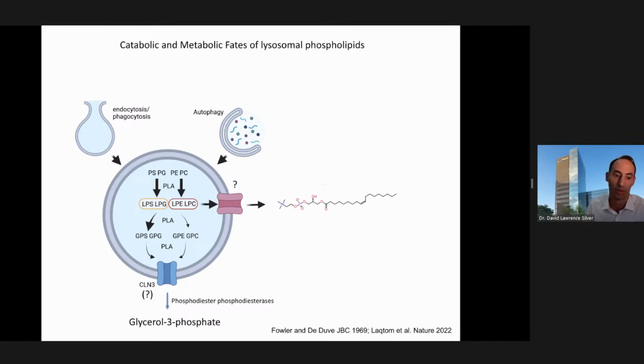And why the lysosome? Well, because the lysosome receives a large amount of phospholipid from two major processes. One is endocytosis or phagocytosis, and the other is autophagy. So we imagine that the lysosome would have to dispose of phospholipids to maintain lysosomal homeostasis, lysosomal size, lysosomal function. Where do those lipids go? So we hypothesized that likely there would be another MFS transporter that is specifically located in the lysosome to handle incoming phospholipid.